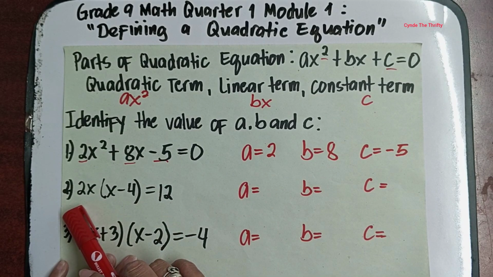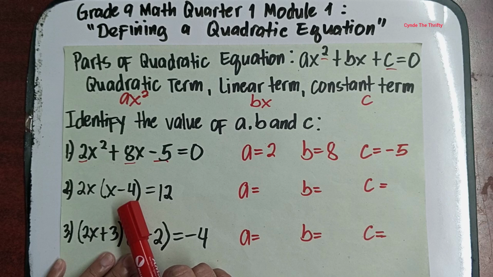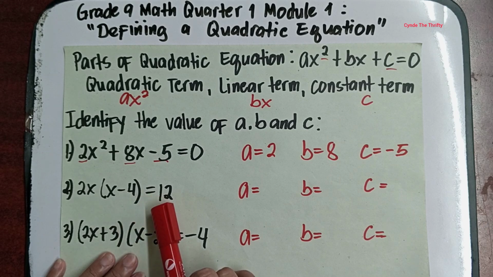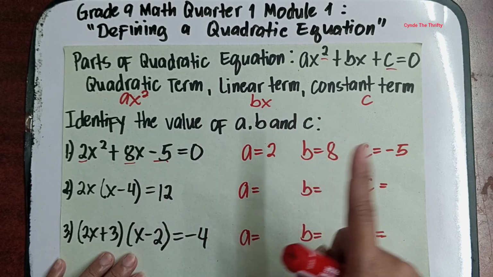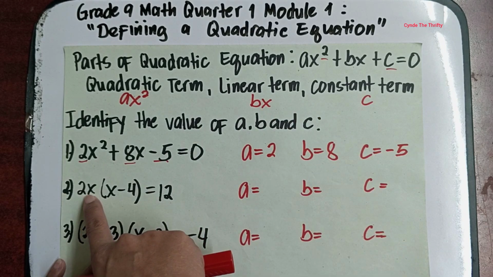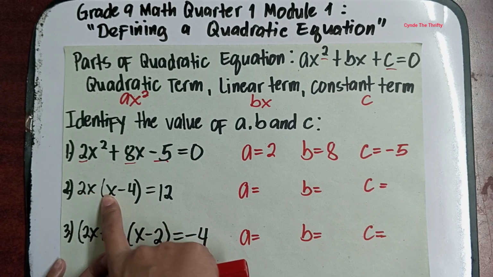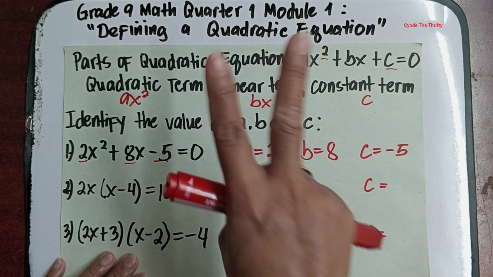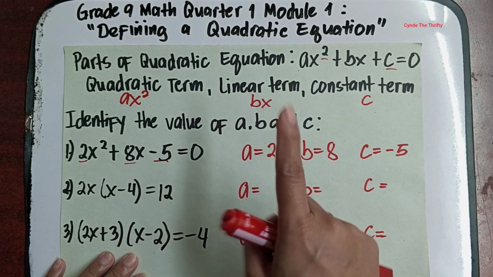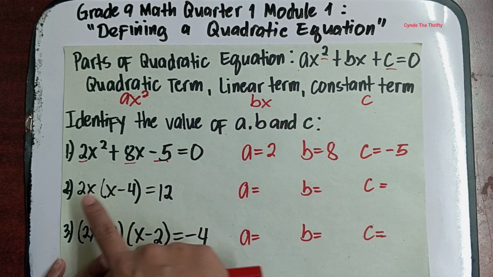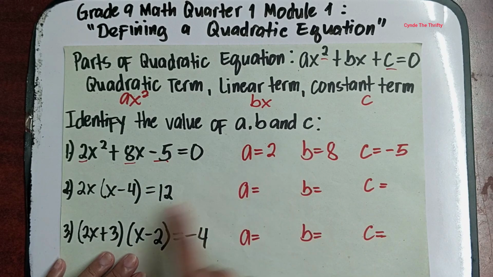Dito naman tayo sa example number 2. So, 2x multiplied by x minus 4 is equal to 12. Okay, so masasabi natin na quadratic equation ito kahit na hindi siya naka-degree 2 kasi meron tayong x dito at meron tayong x dito. Kapag i-multiply natin sila, of course, ang kanilang degree is magiging 2. So, masasabi natin na quadratic equation siya. Pero, hindi siya naka-standard form. Okay, so ang gagawin natin is gagawin natin siyang standard form.